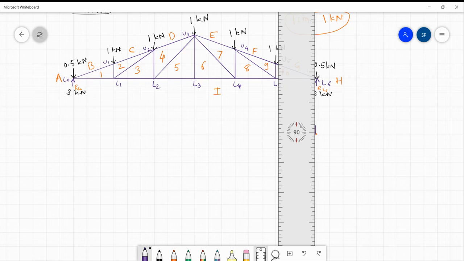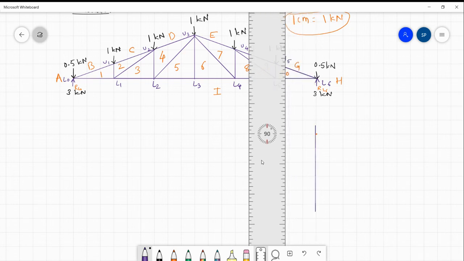Then we have to mark B to C, which is 1 centimeter. Then C to D is again 1 centimeter. Then D to E is again 1 centimeter. Then E to F is again 1 centimeter. F to G again 1 centimeter. And G to H, it's half centimeter only. So I will mark a half centimeter line. So this is all about external forces.